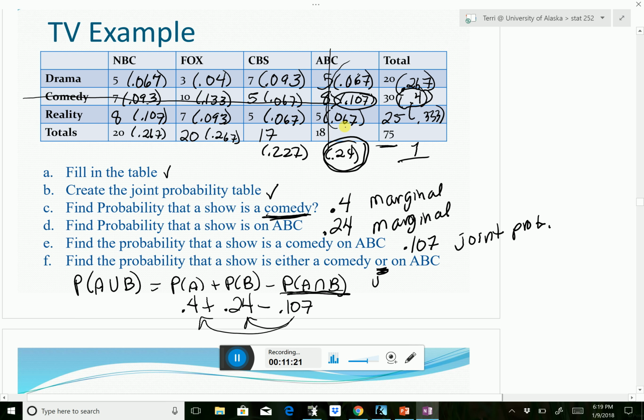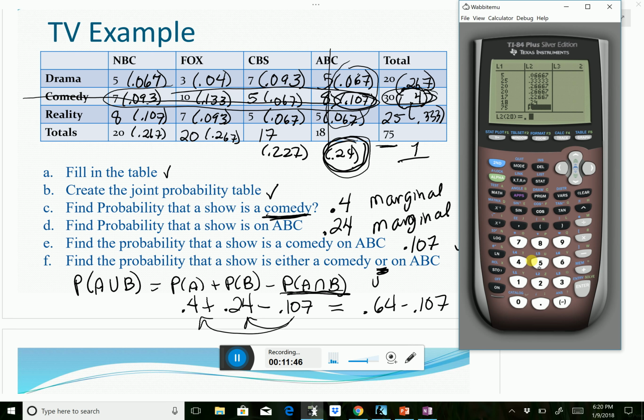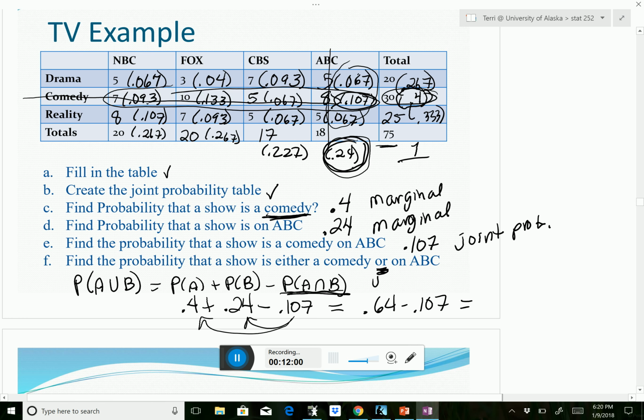Because you'll notice if you add these up, you'd get 0.24. If you add all of these up, you would get 0.4. So this 0.107 is included in here and in here. So we have to subtract one of them back off. So we have 0.64 minus 0.107, which is, let's get our calculator real quick, 0.64 minus 0.107 is equal to 0.533. So now we're able to find that union probability using our contingency table.